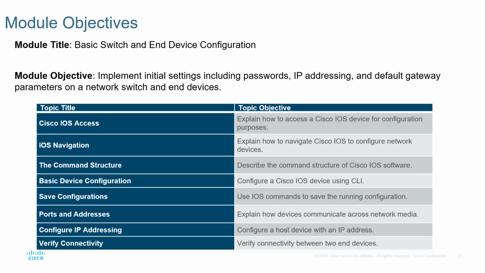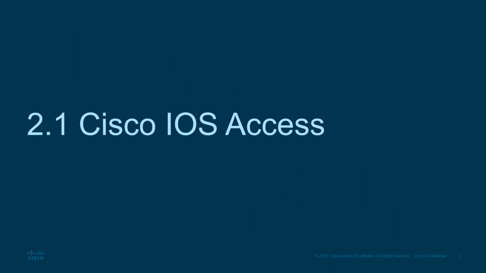So we have a lot to cover in this chapter, but most of this is going to be basic layer 2 and basic navigation of the devices. So let's go ahead and jump right in. First section is Cisco IOS.